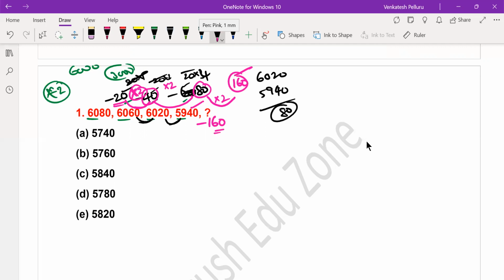22s are 40, 42s are 80, 82s are 160. So ultimately to get the answer I have to subtract 160. 40 minus 60, it becomes 5880 minus 100, 5780 is the correct answer, which is at option D. If you want, you can cross check it.